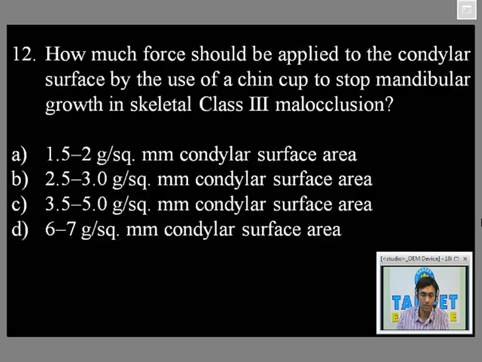So we come on to the next question. How much force should be applied to the condylar surface by the use of a chin cup to stop mandibular growth in skeletal class 3 malocclusion? This is a question of application. It's a bit difficult.